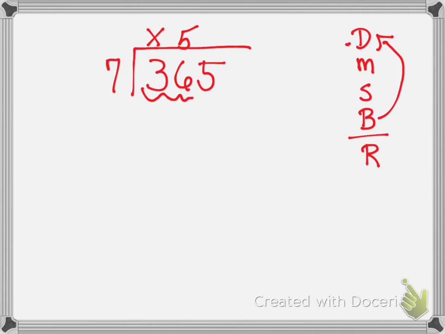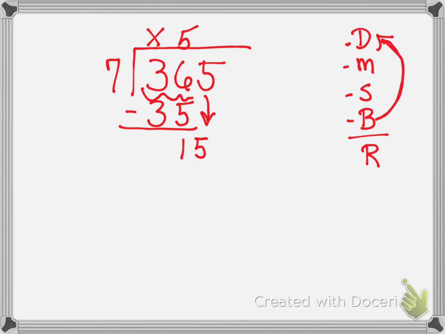Now we use division. Now we go to multiplication. 5 times 7 is 35. And then after we do that, we go to subtraction. And we are left with 1. Okay, now we need to bring down. Bring down the 5. Now we have 15.